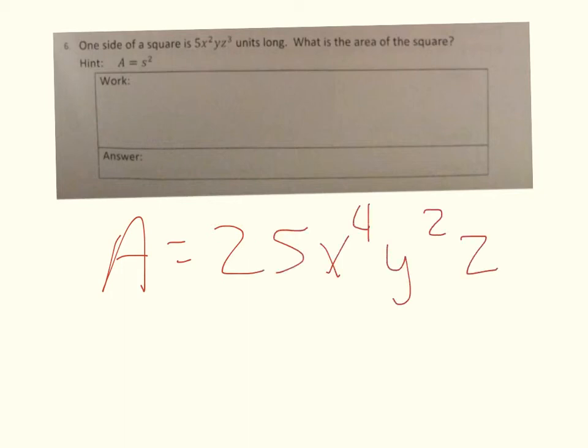Now, I'm not going to work this one for you. I'm going to let you figure this one out. But I will give you the answer to this one. This is number 6. The answer is area is equal to 25 x to the 4th, y squared, z to the 6th. Now, for you to get credit for that, you got to show me using a picture and the work how to get that.